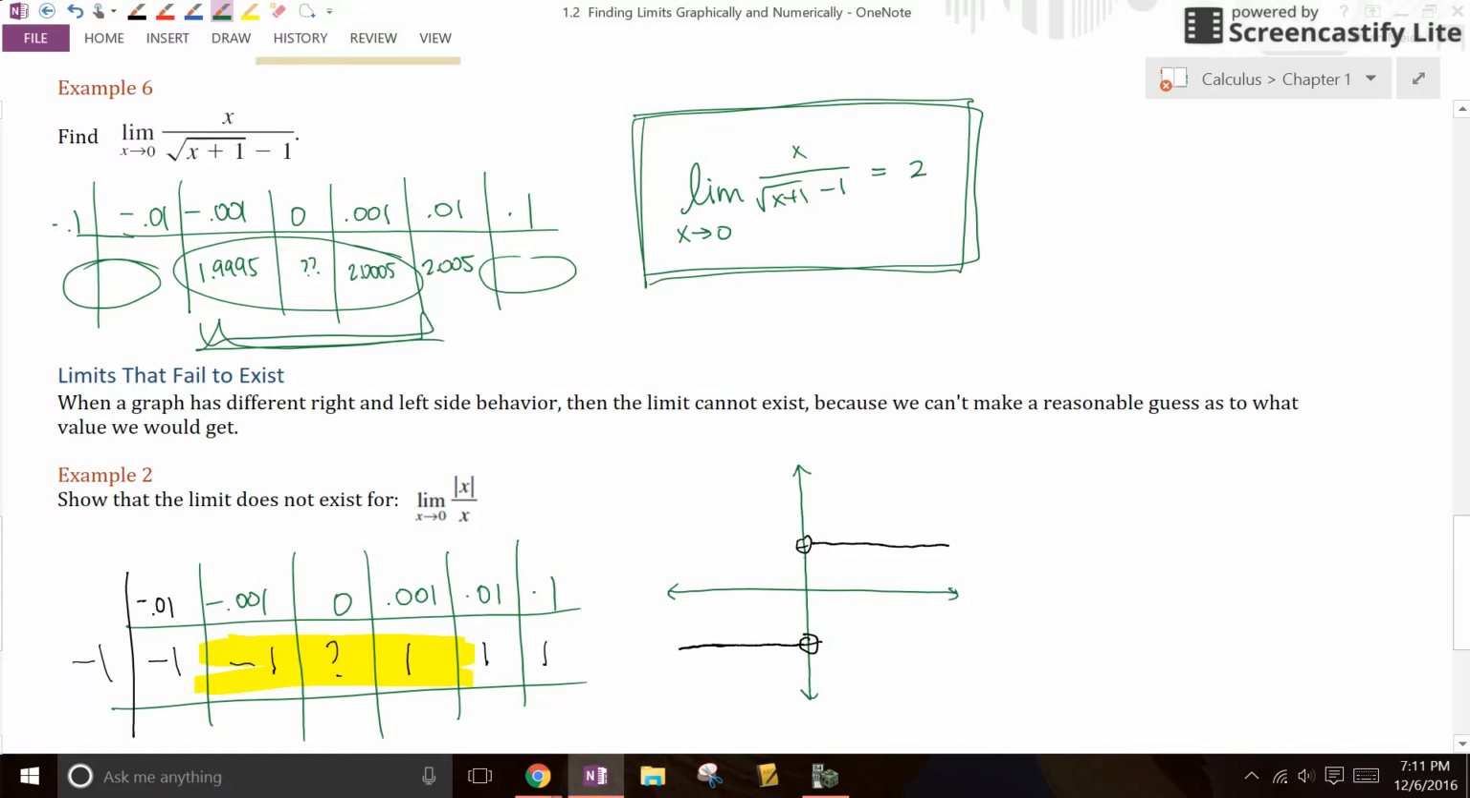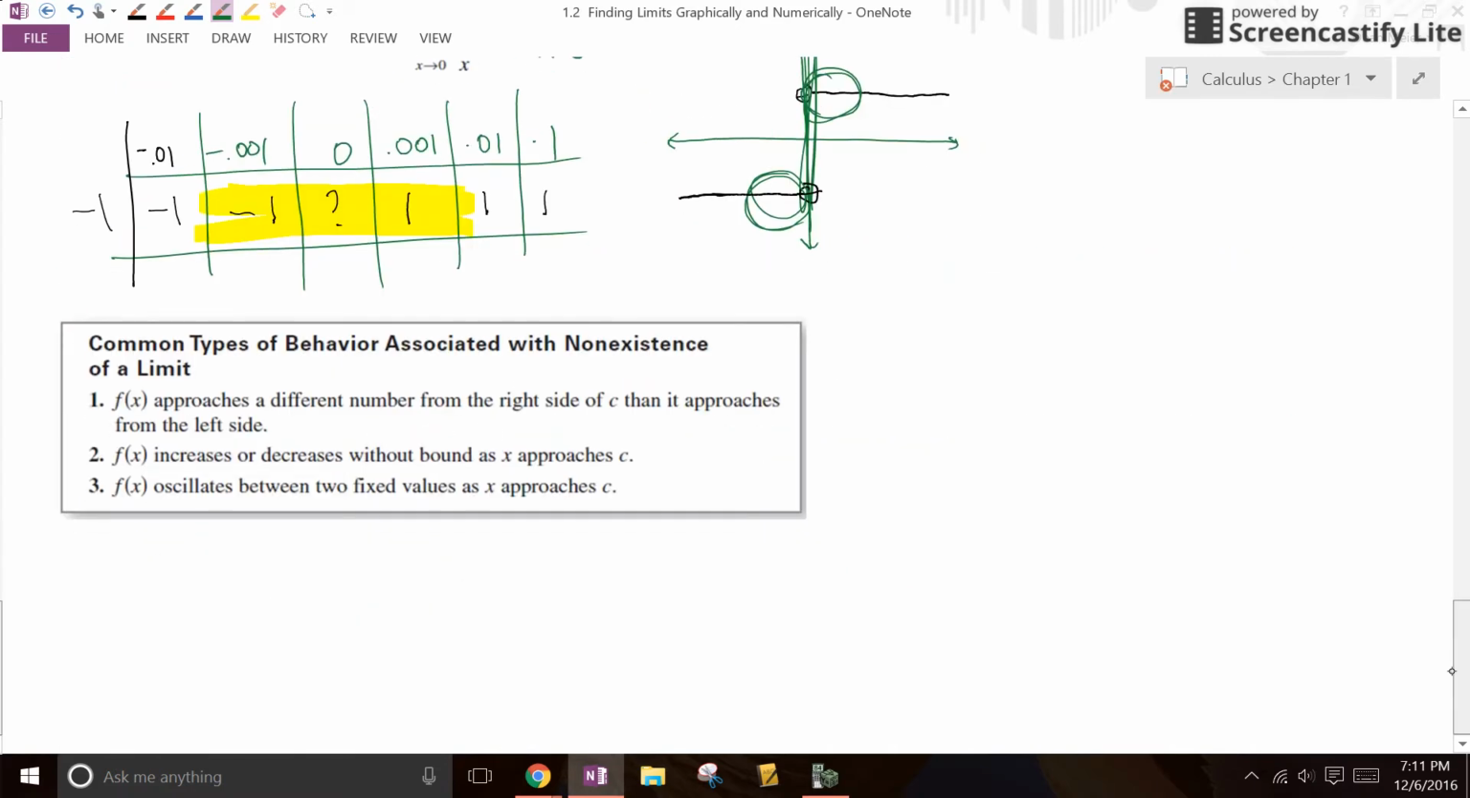Or look at the graph. If I go right here at 0 and I look to the left side, I'm at negative 1. The right side, I'm at positive 1. They don't meet. That doesn't make sense. So therefore, that is a chance where the limit does not exist. And that's what that says here, right? The limit does not exist.